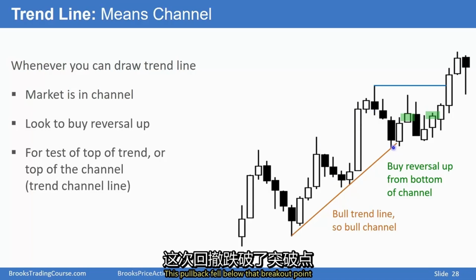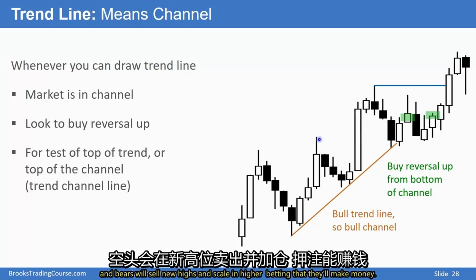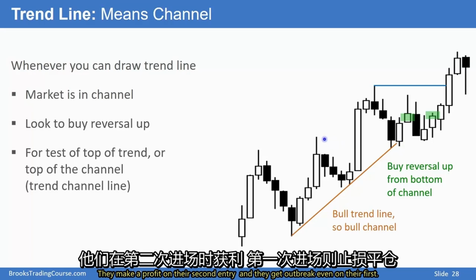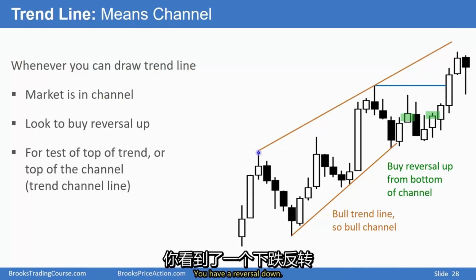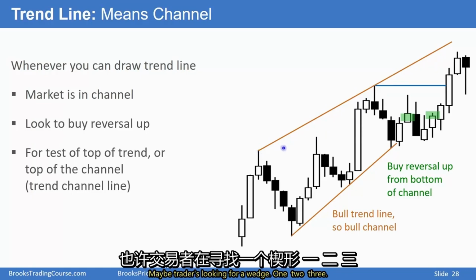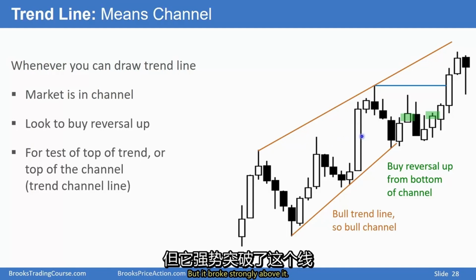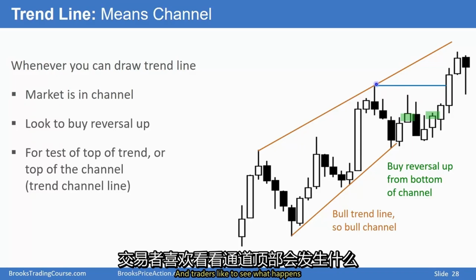This pullback fell below that breakout point, so the market's in a stairs pattern, and bears will sell new highs and scale in higher, betting that they'll make money. They make a profit on their second entry, and they get out break even on their first. You have a reversal down, you can draw a line. The initial line was probably here, maybe traders looking for a wedge, 1, 2, 3, but it broke strongly above it, reversed down again, so now we have the ability to draw another line.